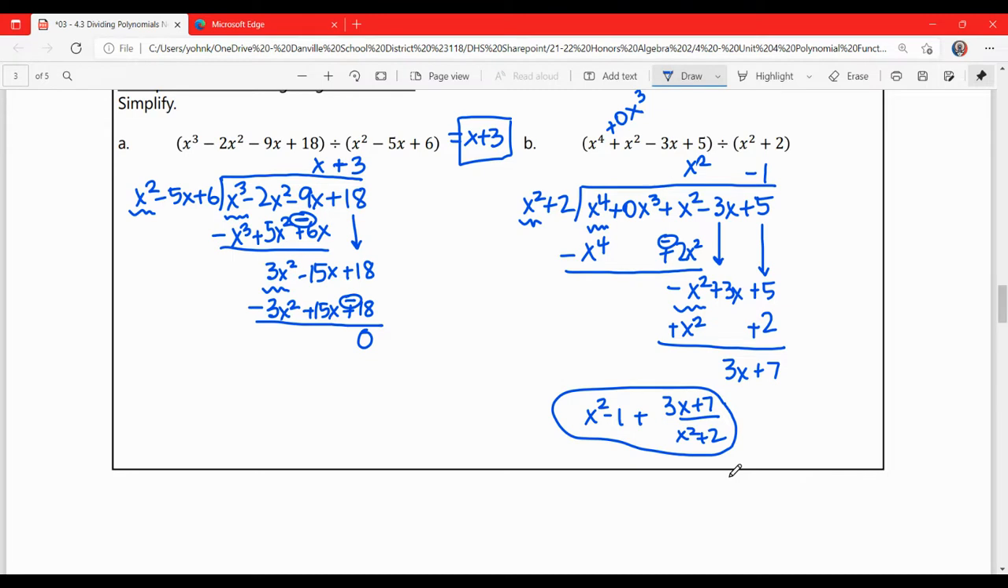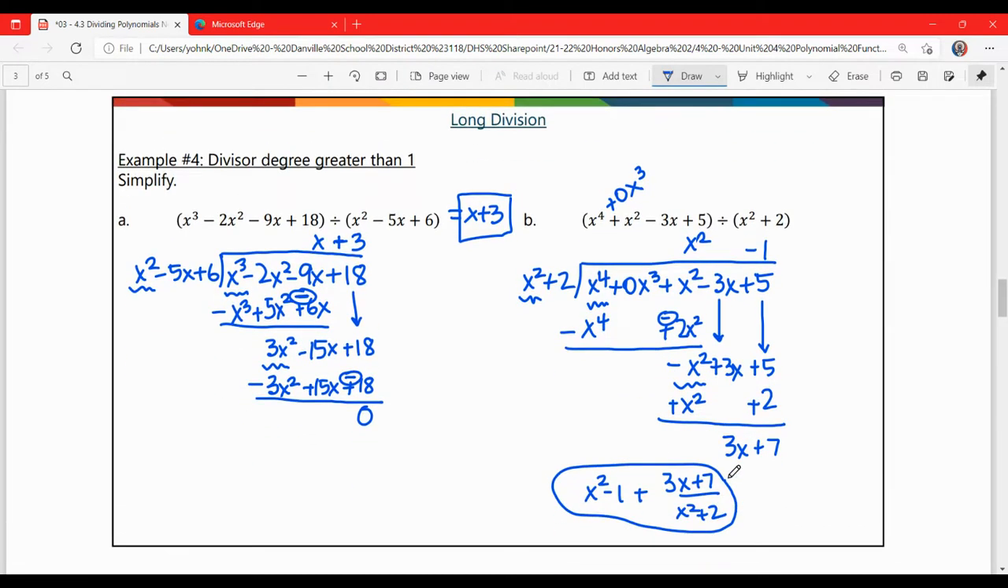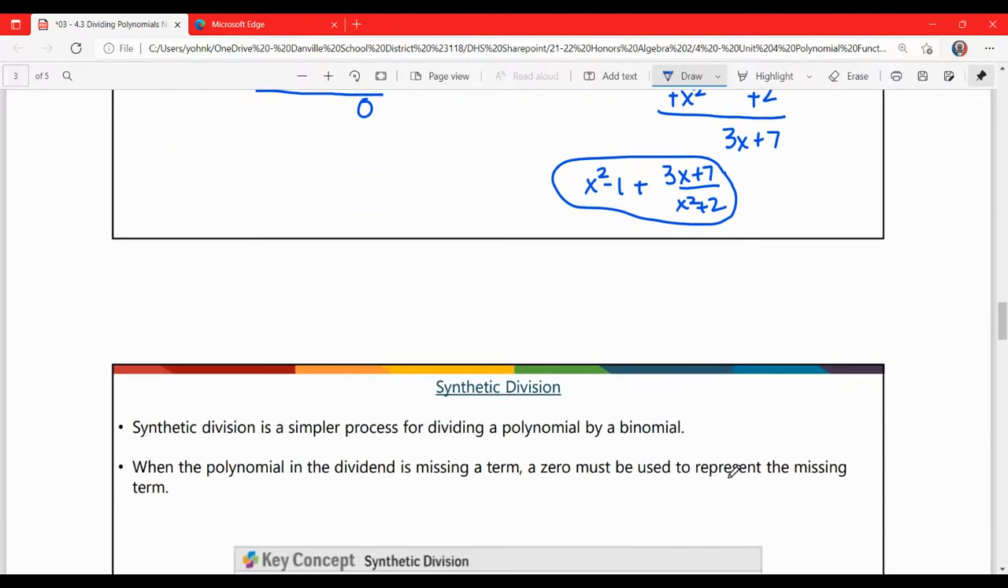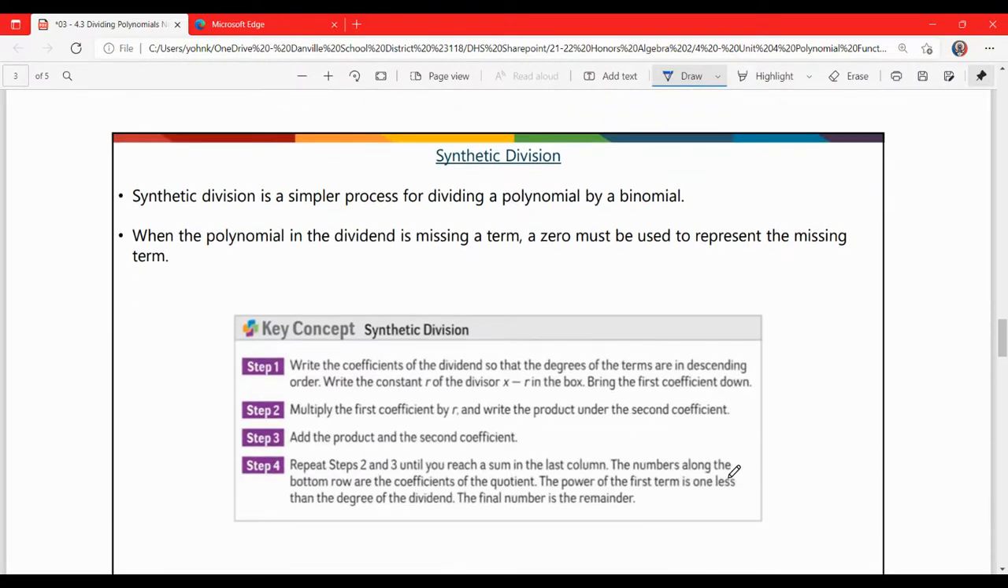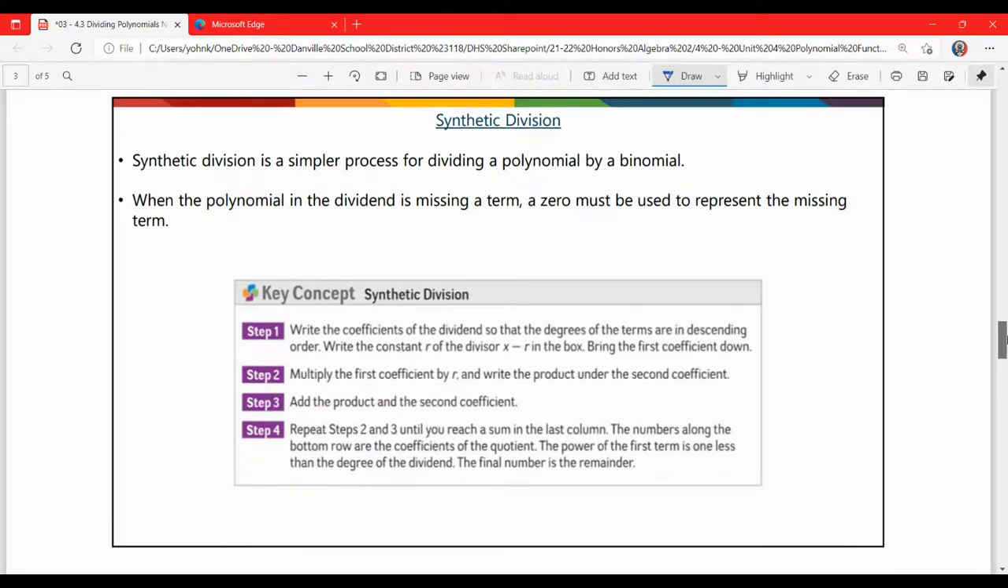Okay, now these are all really nice when, long division always works. You can divide it with any type of polynomial. If you are dividing by a linear binomial, you can use something called synthetic division to go a little bit quicker. So synthetic division is just a simpler process for dividing a polynomial by a binomial. You definitely want this binomial to be linear. So we can't have any quadratics. We can't have anything higher than exponent of 1.